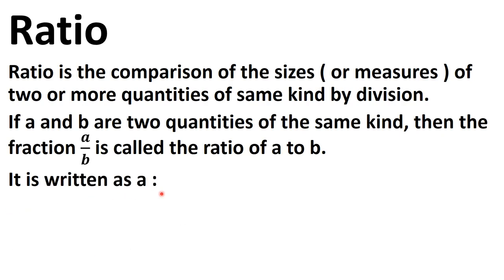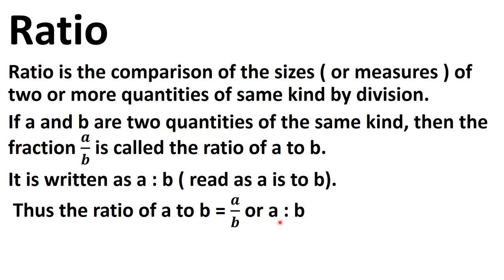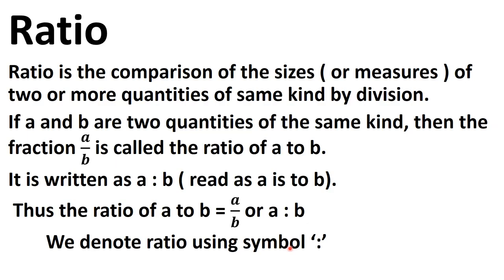It is written as A ratio B. These two dots are the sign of ratio. It is read as A is to B. Thus, the ratio of A to B is A upon B, which is equal to A ratio B, or A is to B. We denote ratio by the symbol using these two dots. So, this is the sign of ratio.